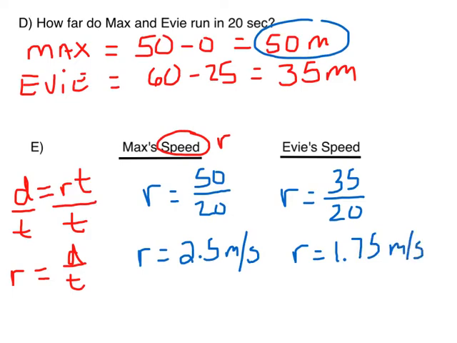So take a look at this real quick. I just want to sum this up. Take a look at their speeds. Here's Max's. Here's Evie's. Who's running faster? Obviously, Max is 2.5 compared to Evie's 1.75 meters per second. And go back and take a look at that graph too. Who had the steeper line? Max. That means he's running faster. That's the greater speed. All right, time to move on to question 2.